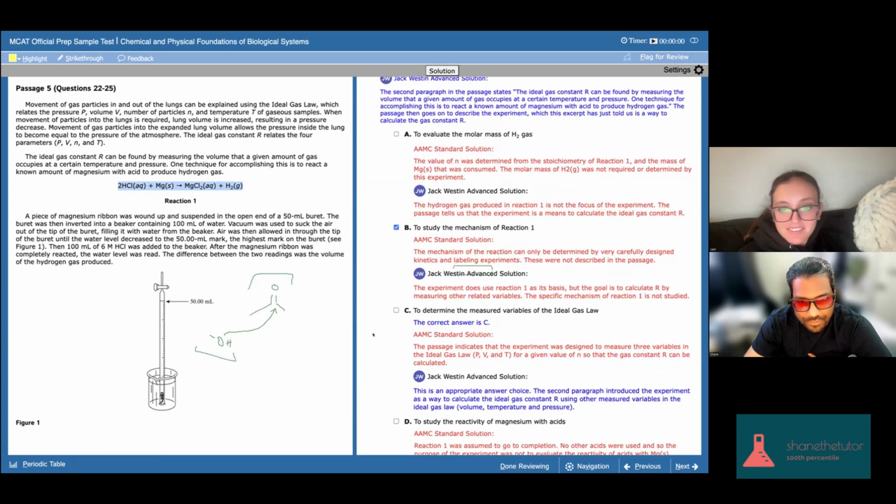Okay, let's see. Evaluate the molar mass of H2 gas. They talked about the different readings of the volume of the gas, but they never did anything with molar mass, right? And then we have the reactivity of magnesium with acids. In this first paragraph they're talking about how the ideal gas constant relates to these four parameters, P, V, N, and T. And the ideal gas constant can be found by doing this experiment. So the experiment seems to be to find the relationship between R and the four parameters, P, V, N, and T. So C would work there. I get it. The experiment is a way to calculate the ideal gas constant R using other measured variables, such as volume, temperature, and pressure.